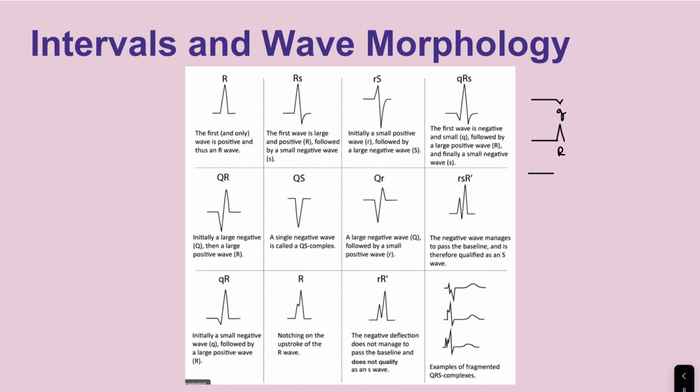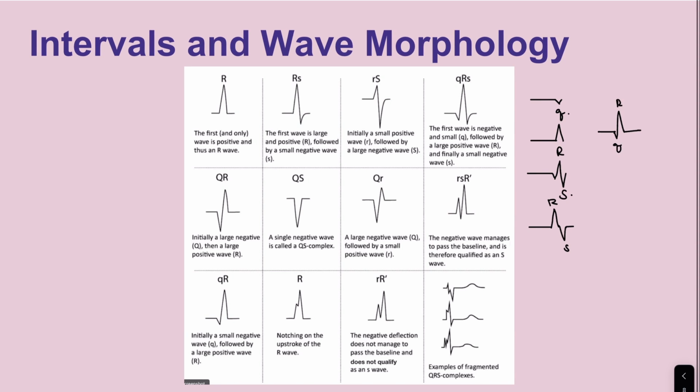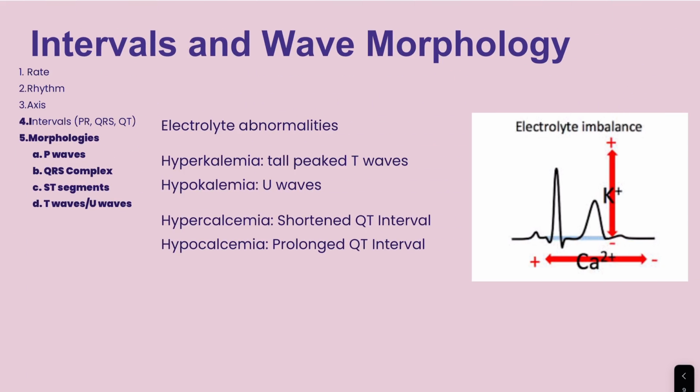The second deflection down after a deflection up is always going to be your S. And whether it's a lowercase or an uppercase letter is really just based off the size of the waveform. Now, if you had isoelectric and then something up and something down, this would be an RS. Or if you had down, up, this would be a QR. So there are lots of different variations of this. I just wanted to give you a little info so that you know that there are different things that can exist.